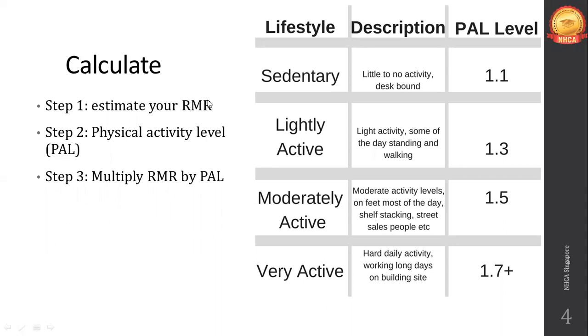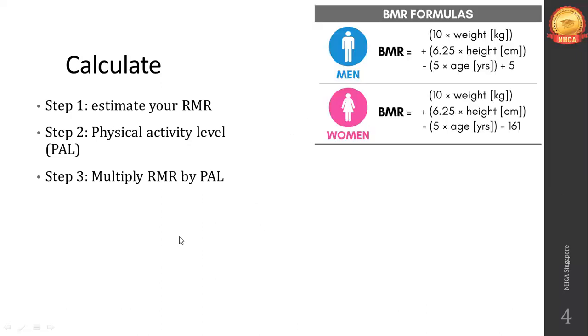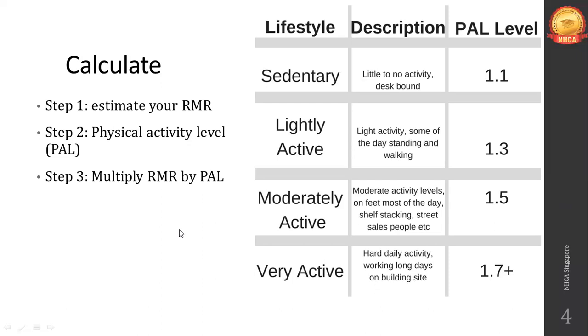Then you multiply these two values: the value you got in step 1 using the St. Jeor and Mifflin equation, and then multiply by the physical activity level, whatever is for your patient. That's how you calculate your calorie requirement.